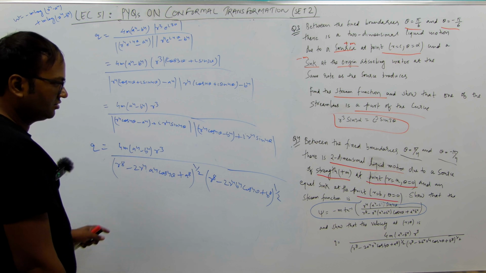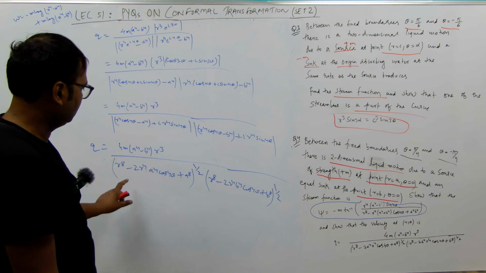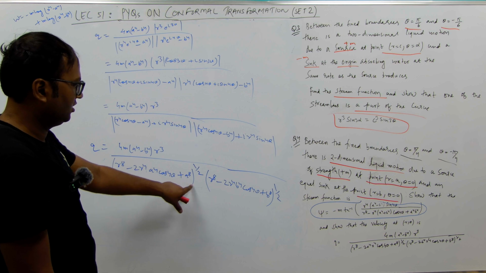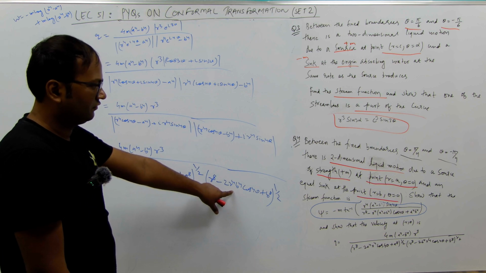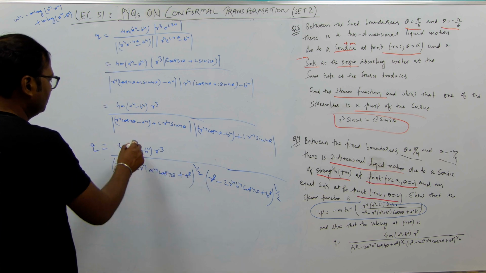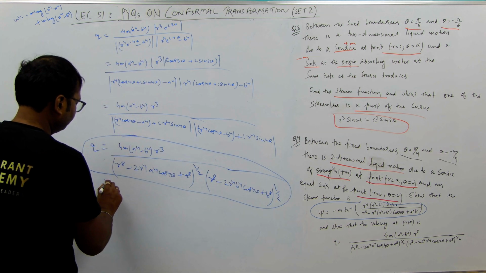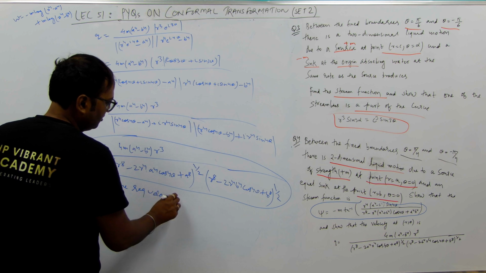So let us match this. This is 4m r^3 (a^4 - b^4) upon the square root of (r^8 - 2a^4 r^4 cos 4 theta + a^8) and (r^8 - 2b^4 r^4 cos 4 theta + b^8). So this is the required velocity at point (r, theta).